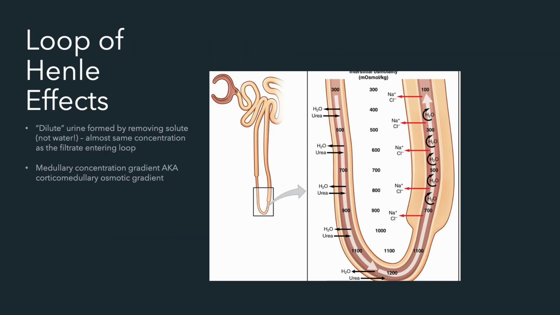Overall, there are 2 main effects of the loop of Henle. The first is we end up with a similar concentration of filtrate entering the loop of Henle, and more importantly, the generation of what is the medullary concentration gradient, or the cortical medullary osmotic gradient. When we talk more about water regulation, this medullary concentration gradient will play a large role in helping provide the osmotic gradient needed to reabsorb free water.